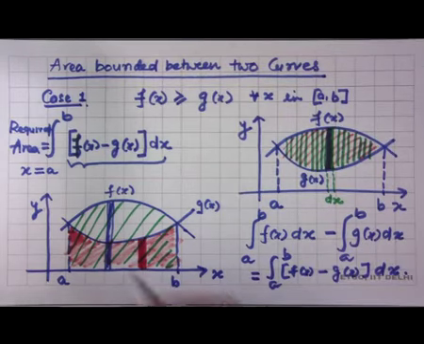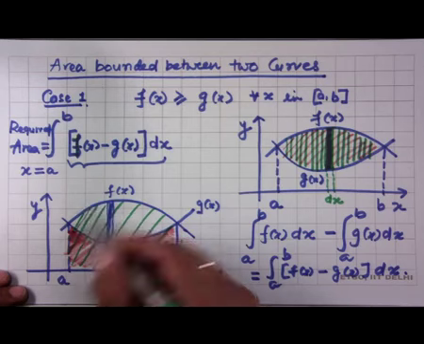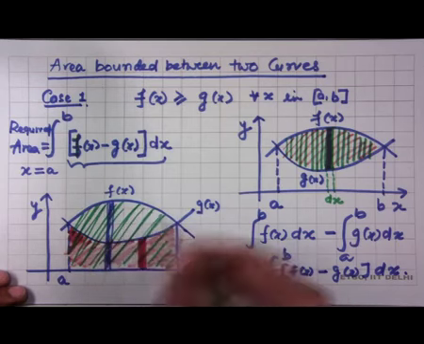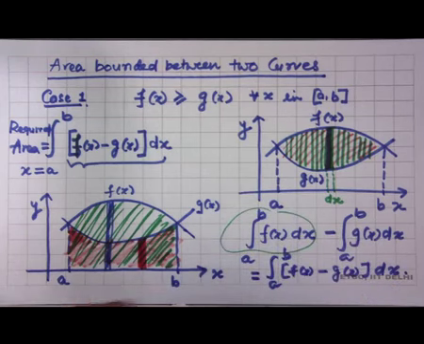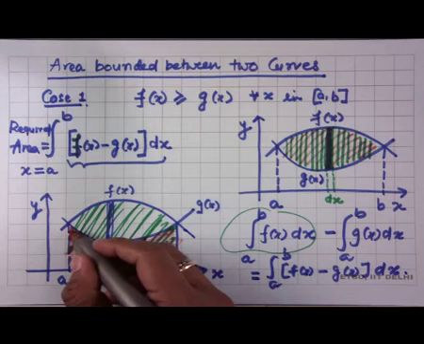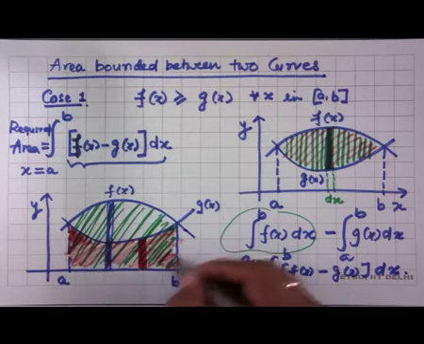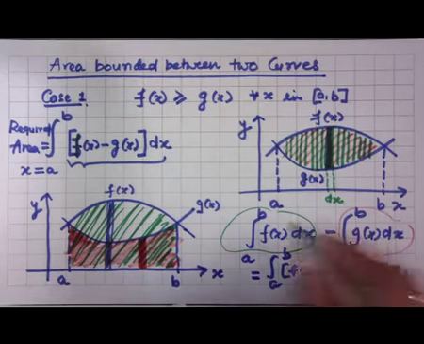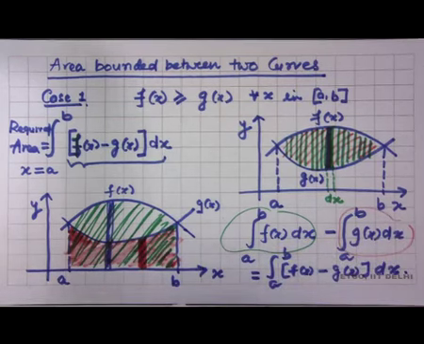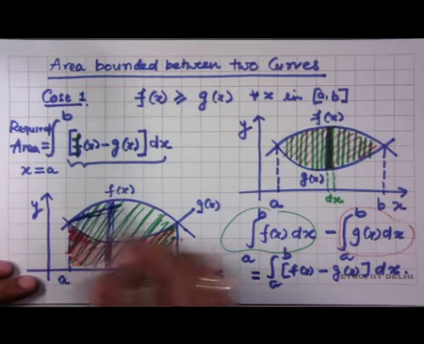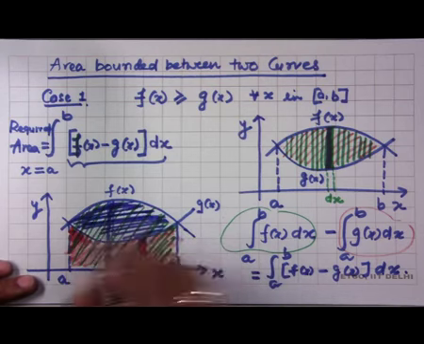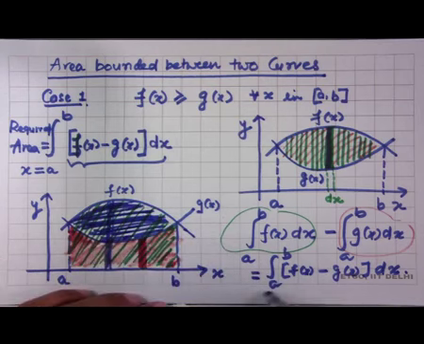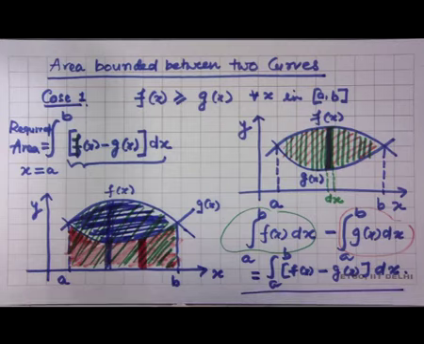So, we have computed first the green shaded area, which is given by this integral, and then we have computed the red shaded area, which is given by this, and if we subtract, we get the required area shaded by blue, and so we get this formula finally.